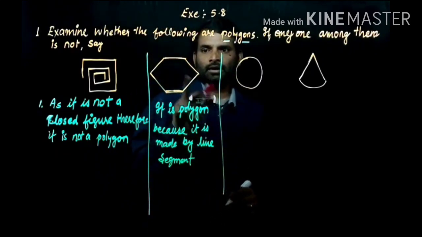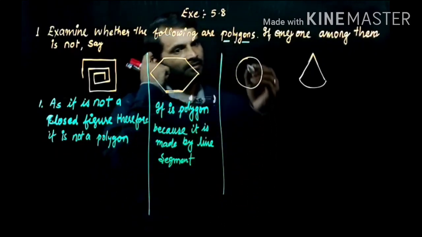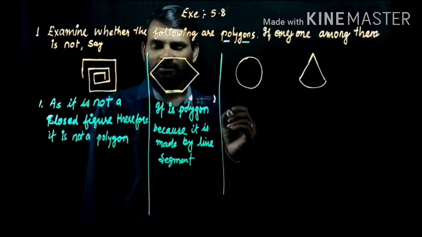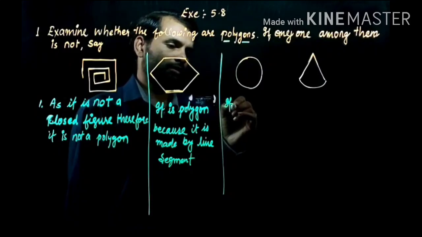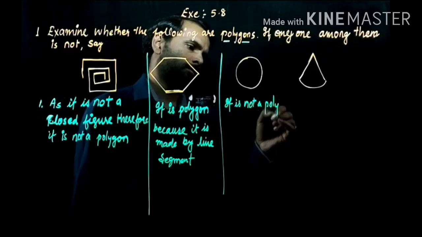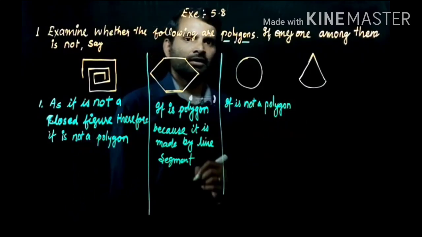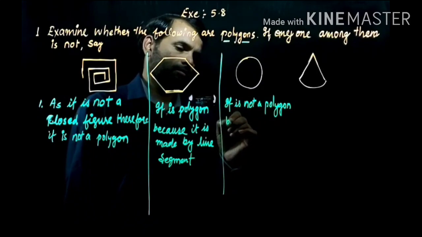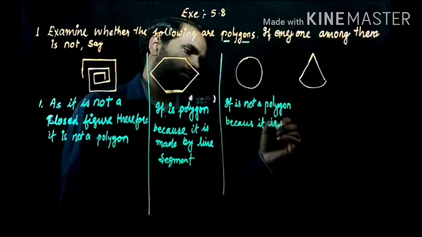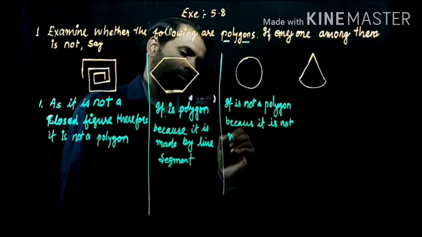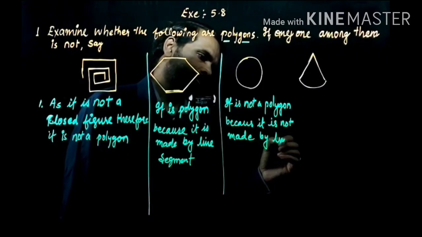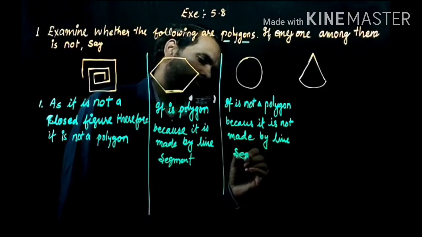And the third is already a closed curve but it is not made by line segments. So your answer is, it is not a polygon, because it is not made by line segments.